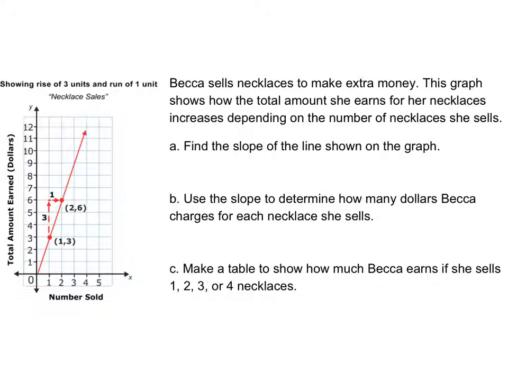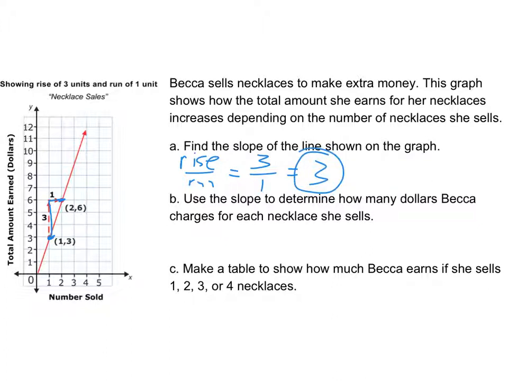This graph shows how the total amount she earns for her necklaces increases depending on the number of necklaces she sells. So the first thing we're going to do is find the slope of the line on the graph. If you'll notice, we've got the point 1, 3 and 2, 6. So from 1, 3 I have to go up 3 and right 1. Okay, up 3 and right 1. Remember, slope is rise over run. My rise is 3, my run is 1, 3 divided by 1 is 3. Going up from left to right means it is a positive 3, so my slope is 3.